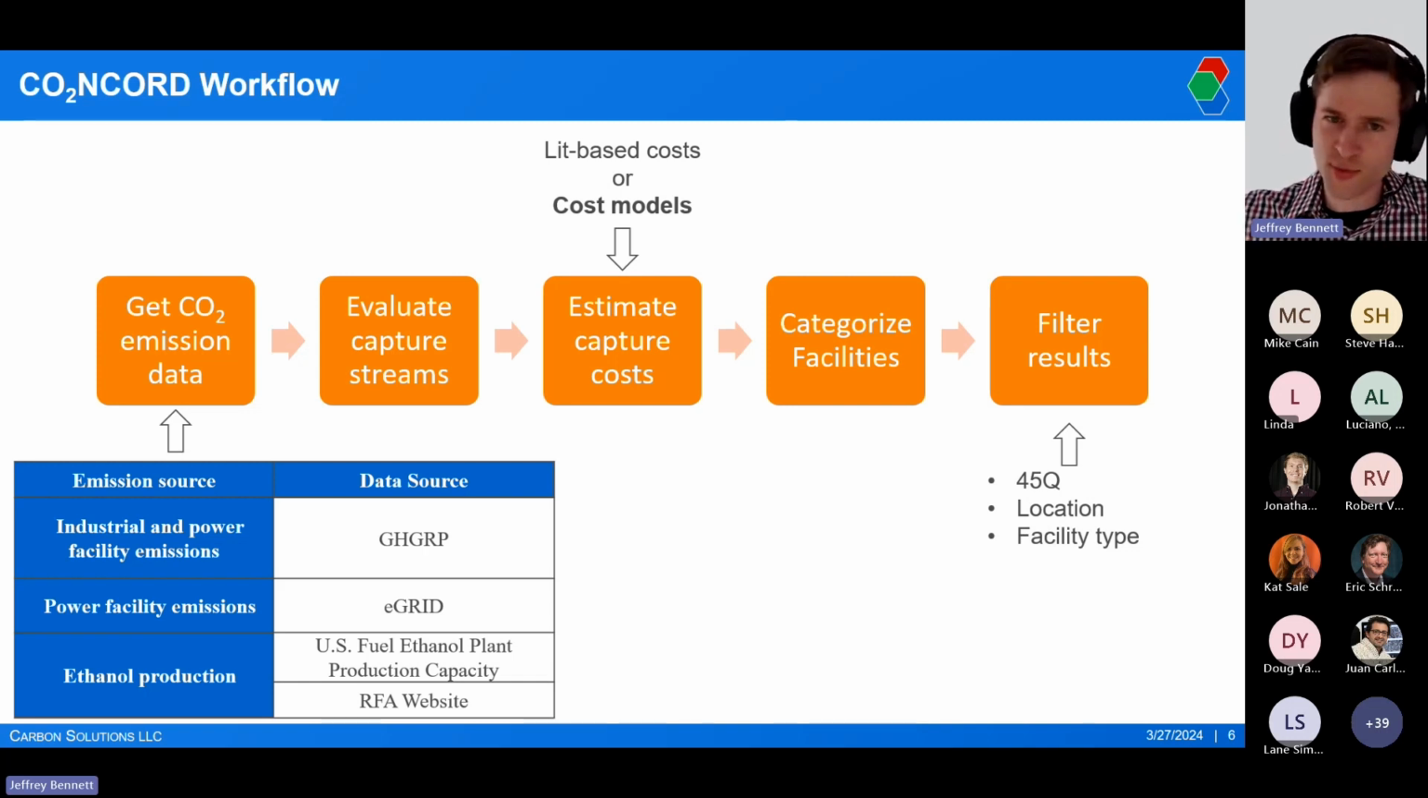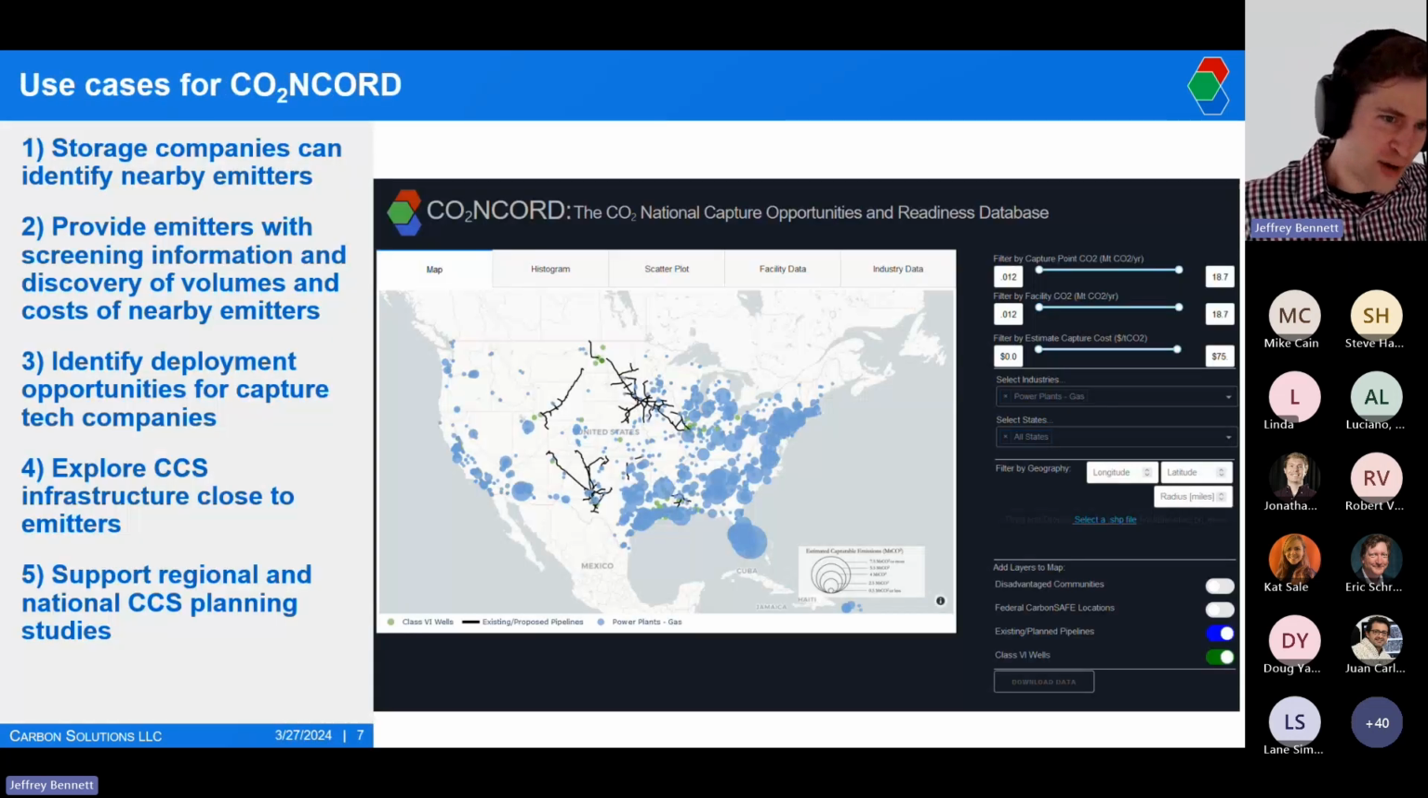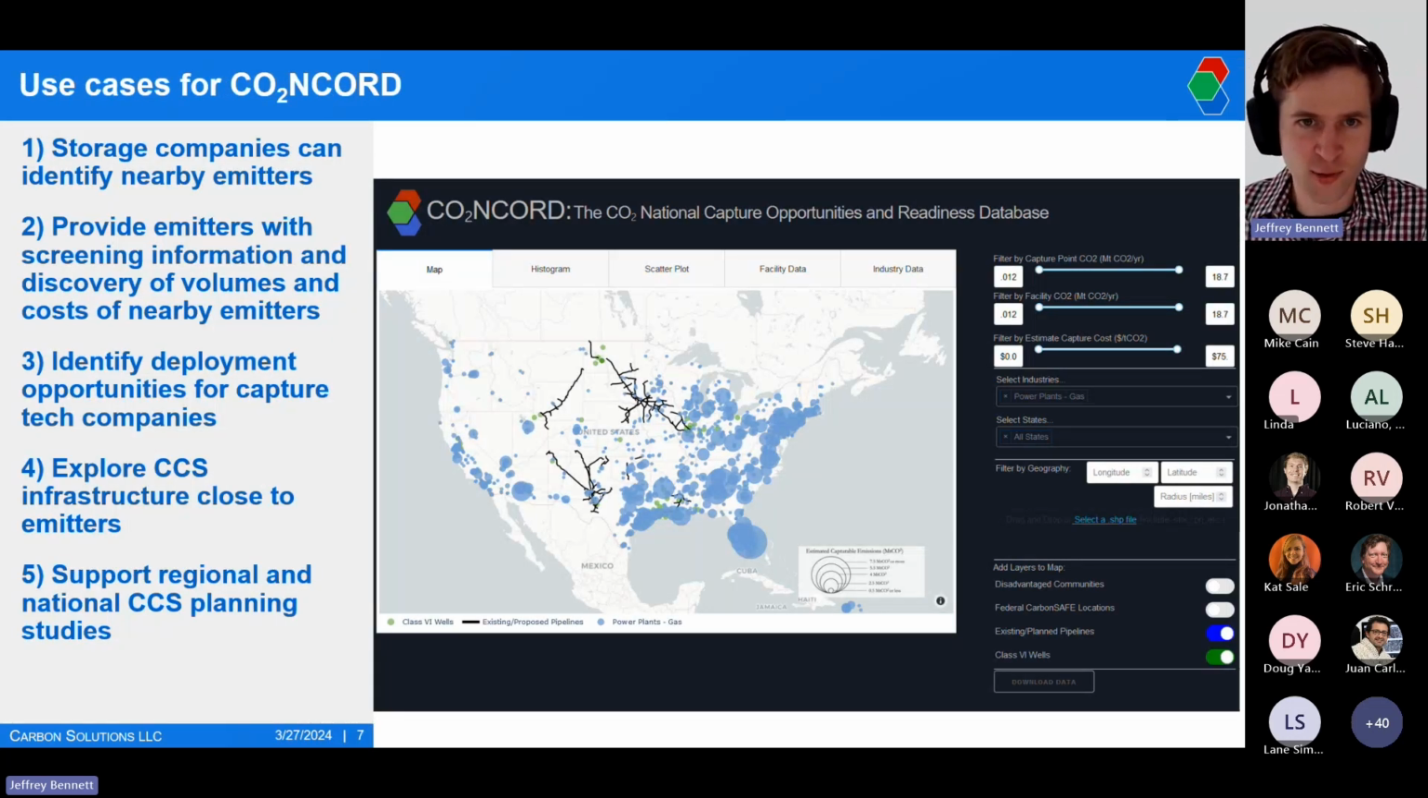The next step of the process is we have all this information, and we do some categorization of it to make it easier to digest and use. And the final step is when the user comes in and says, for my particular interests, I want this and this type of emissions to look at. Getting a little bit more into that filtering step, where you might consider things such as the 45Q tax credit, looking at emissions in a certain area or a certain type of facility, we've come up with 5 primary use cases for using NCORD.